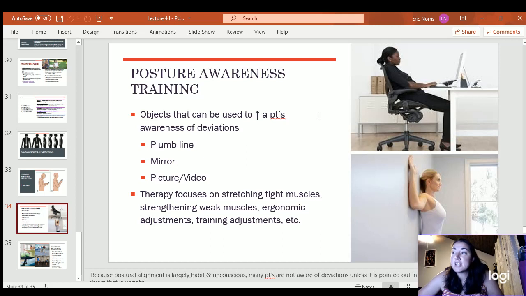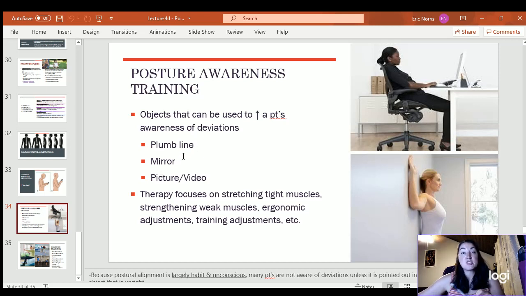All right, just two more slides. We're almost there. So, postural awareness training: the objective here is to strengthen the weak muscles and stretch the tight muscles, as always. But some of the things that can help you do this are objects to help them increase their awareness. You cannot correct a poor postural alignment if you aren't aware of the malalignment. So a plumb line, having the person stand behind it, and you could take a picture of them and show them, or use it yourself to help determine what is off.